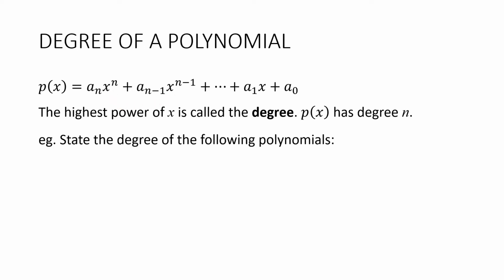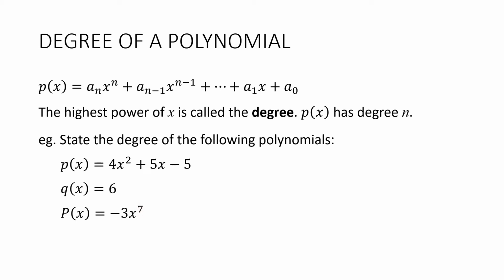So let's have a look at these. State the degree of the following polynomials. This one, the highest power is 2. This one, the highest power is actually 0 here because this is 6x to the 0. So this has degree 0. And then this one, the highest power is 7.